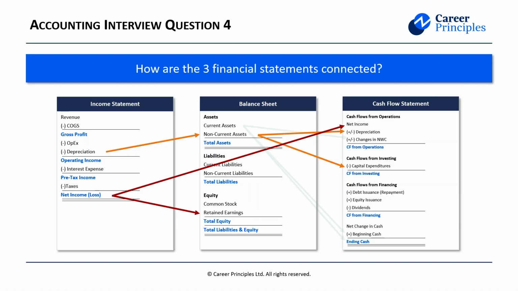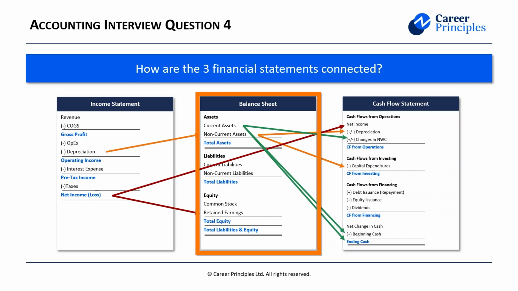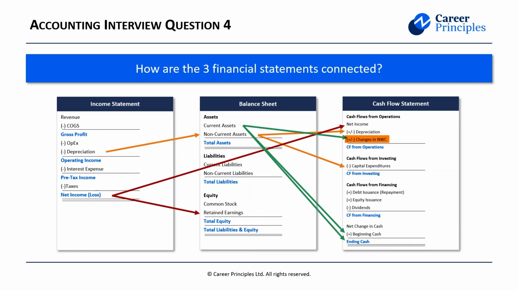I'd say those are the two most obvious connections, but there are some other ones. For example, we've got the current assets and current liabilities that connect the balance sheet and the cash flow statement. More specifically, they connect to the operating activities section. Also, the balance sheet cash line item under current assets would link to the beginning and ending cash balances of the cash flow statement. As you can see, there's quite a lot of different connecting points, so it's important to at least know a few.